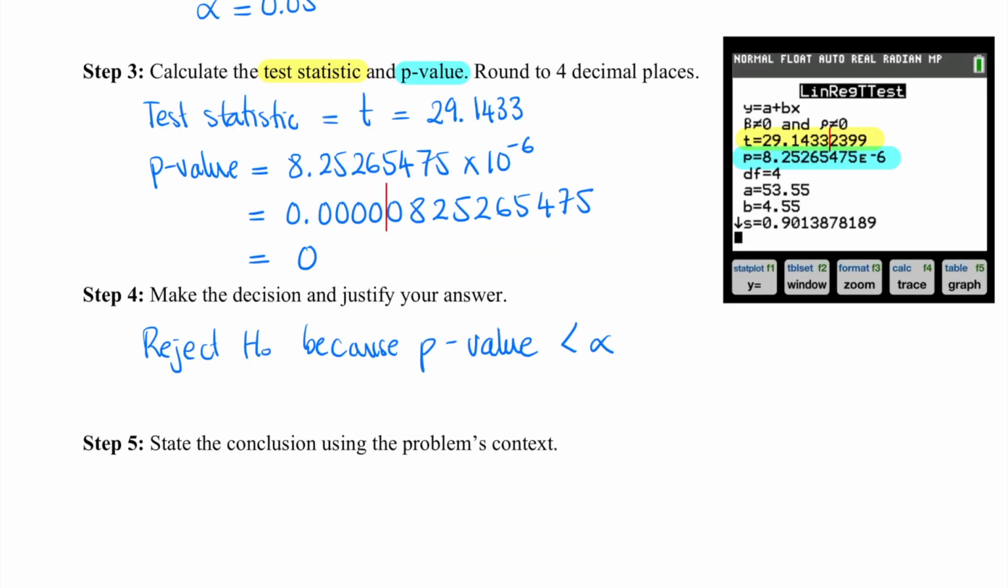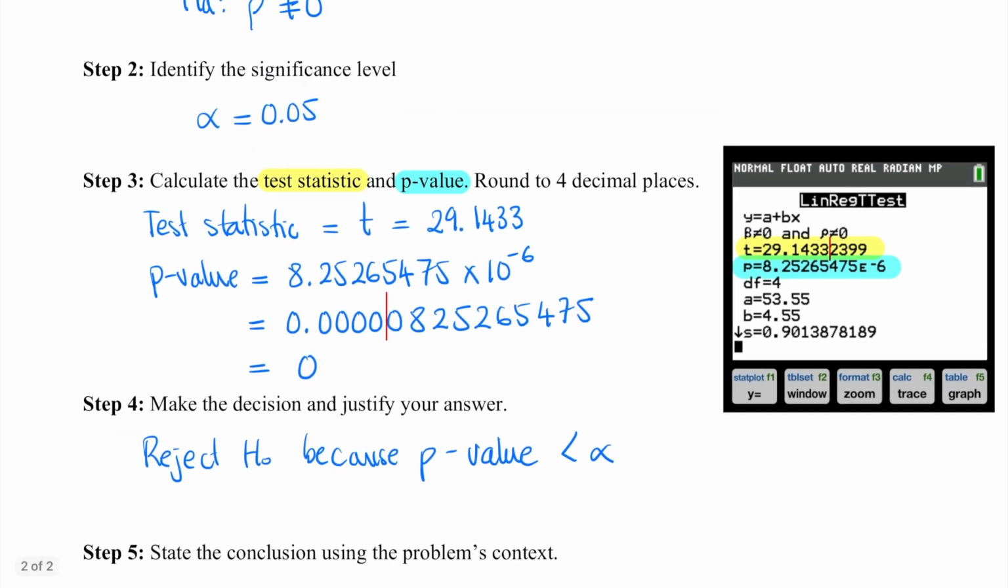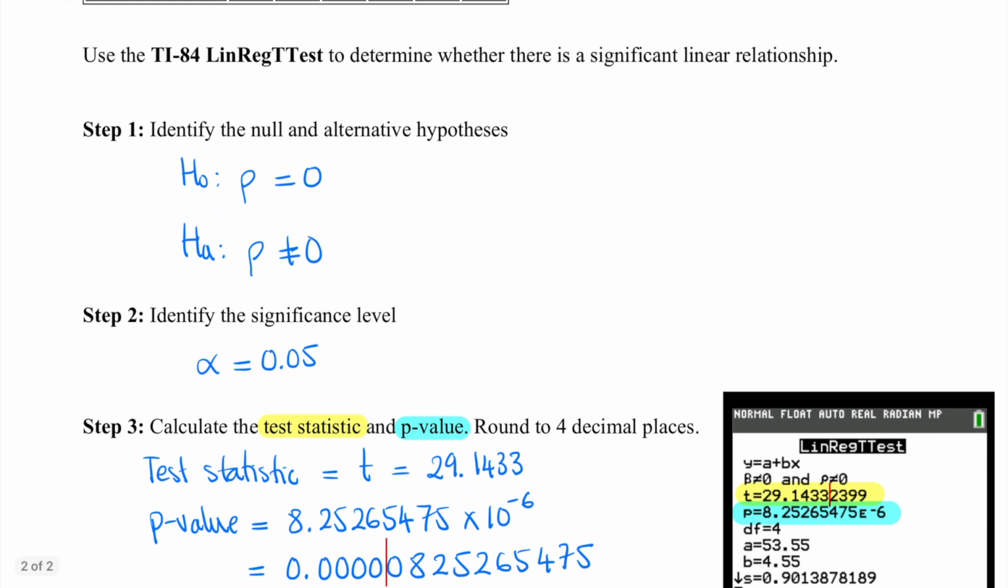And step 5, we need to state the conclusion using the problem's context. Now, what does it mean when we reject H0? Go back to step 1. This is H0, this is HA. This means there's no linear relationship. This means there is a linear relationship. Now, we reject H0. That means we do not support H0. So we will support HA.